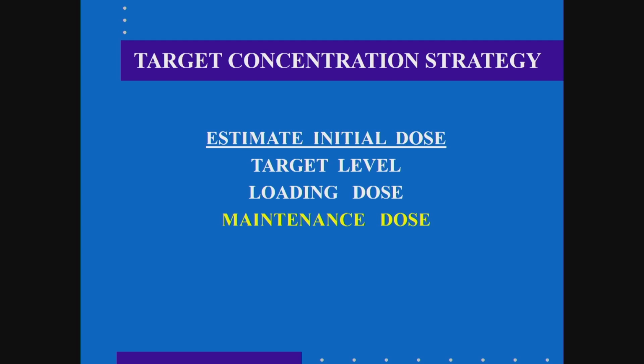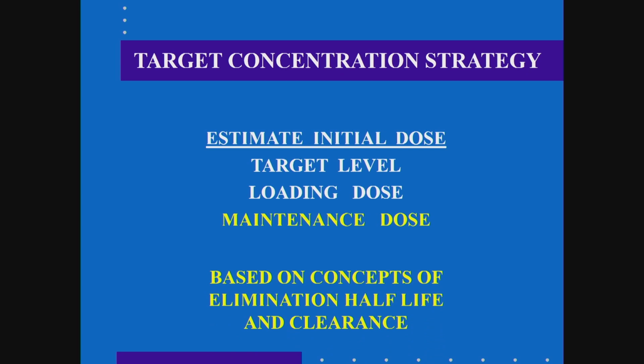So now if we want to continue treatment, we have to select the maintenance dose. So what are the principles that apply here? Now, in order to estimate the maintenance dose, we need to understand the concept of elimination half-life and elimination clearance, clearance being the other primary pharmacokinetic parameter we referred to a moment ago.